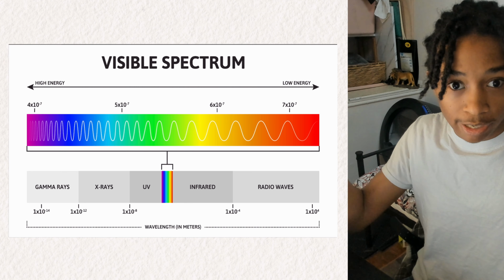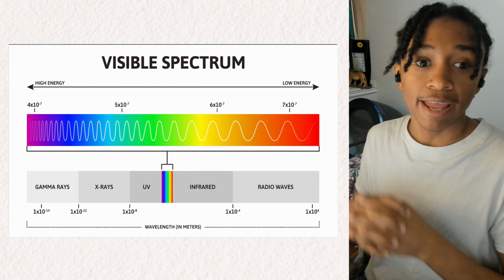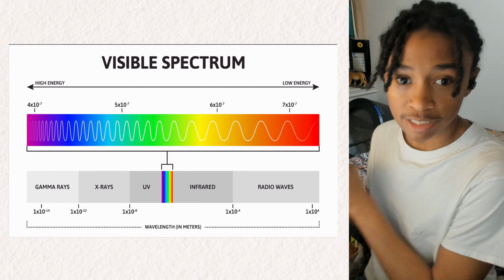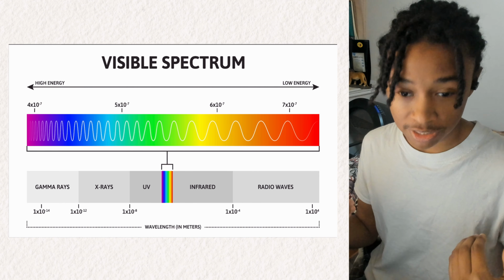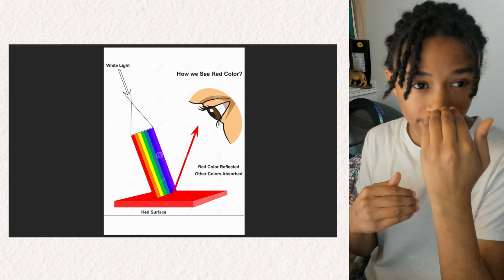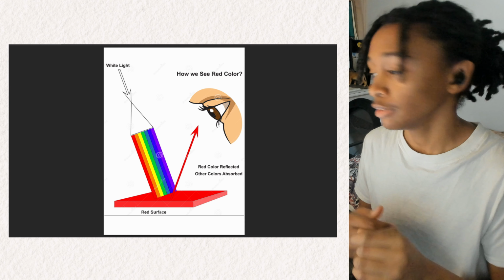I'm going to put up a diagram right here. Color is what happens when a wavelength of light is scattered upon reaching a surface, and what is reflected back to the person's eye is what that thing is colored.